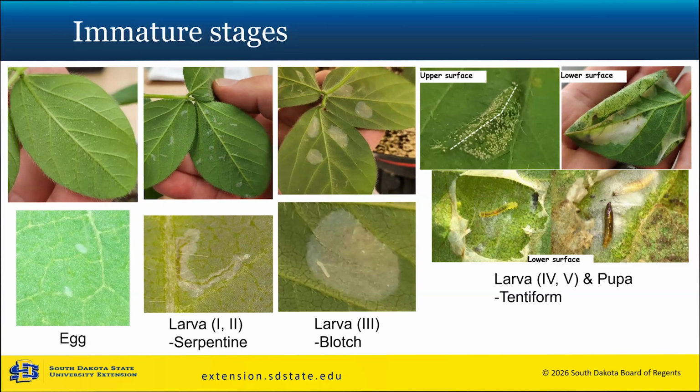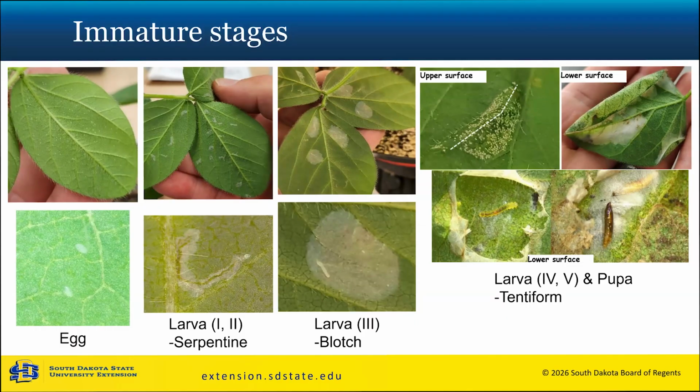The next stage, the third instar of your larva, produces a blotch. You can see just above that the very tiny larva there underneath that blotch. And your fourth and fifth larval instars and your pupa produce that tentiform structure. So that upper surface picture is seen there. You see those little dots in that tentiform structure. That is produced by those fourth and fifth instar larvae, and that's where this pest gets its name.